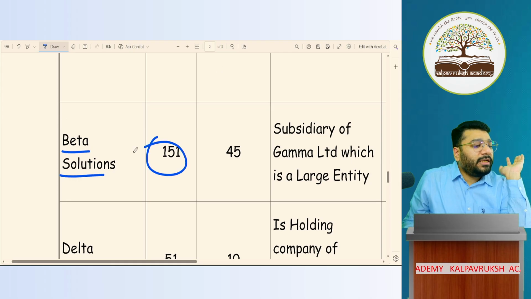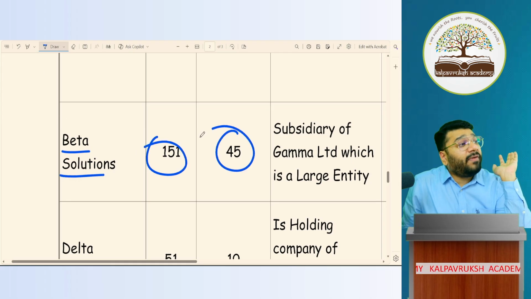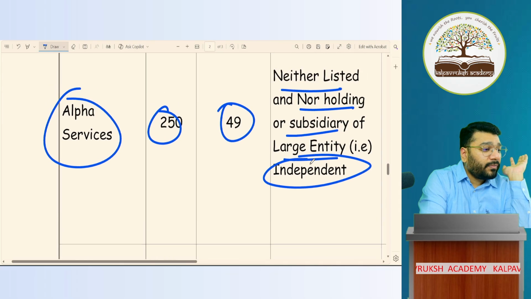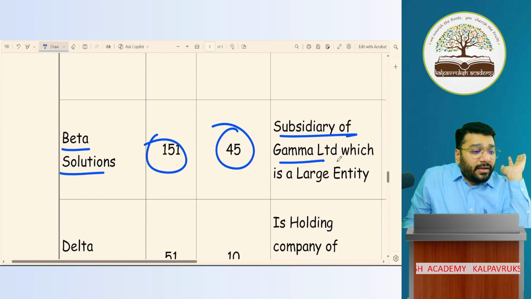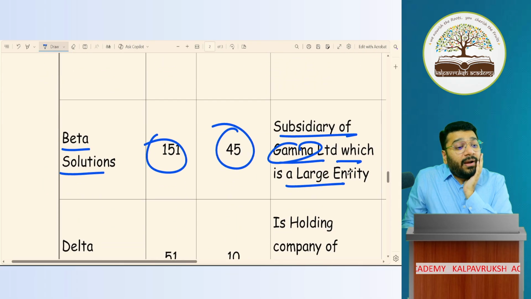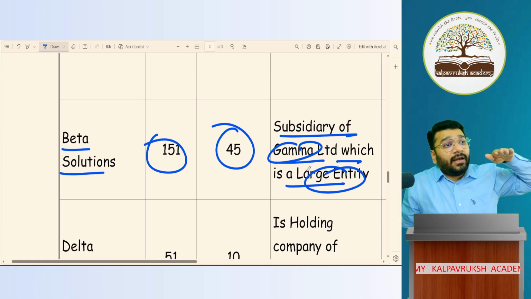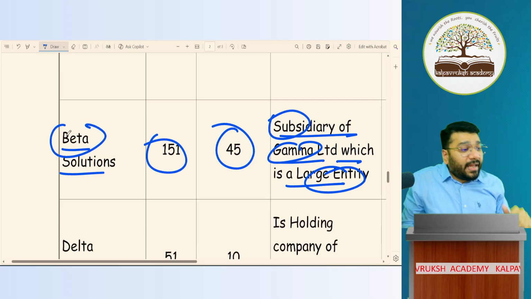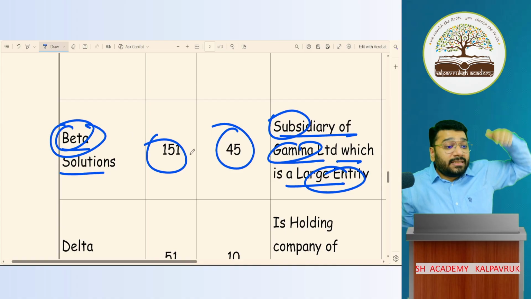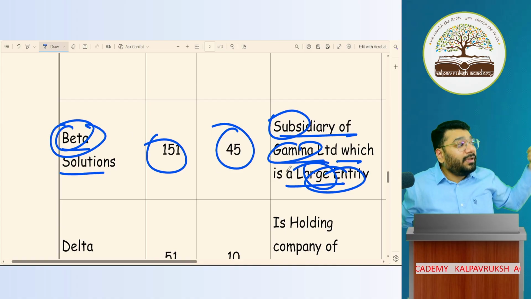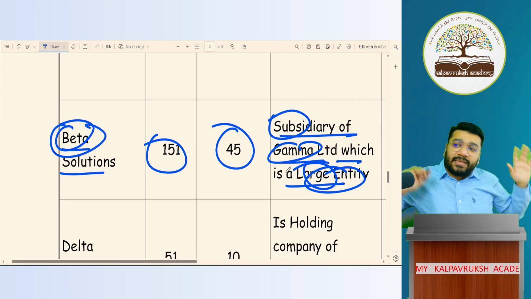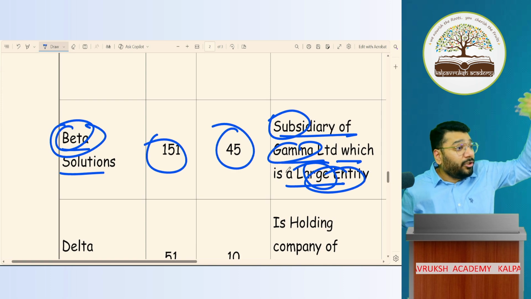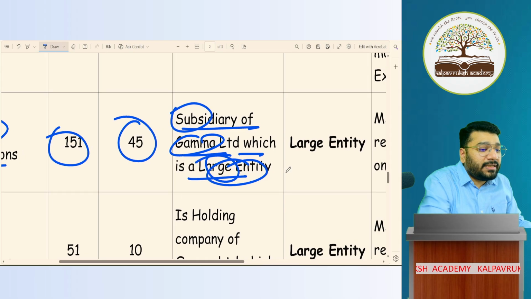Beta Solutions, turnover 151 crore, 45 crore borrowing, but Beta is a subsidiary of Gamma. Who's Gamma? Gamma Limited, which is a large entity. Gamma is the elder brother, Beta is the younger brother, and the elder brother is a large entity. So the younger brother has to follow the large entity. Though all MSME conditions are satisfied, it doesn't matter. Since you're a subsidiary of a large entity, you also become a large entity. The answer is large entity.